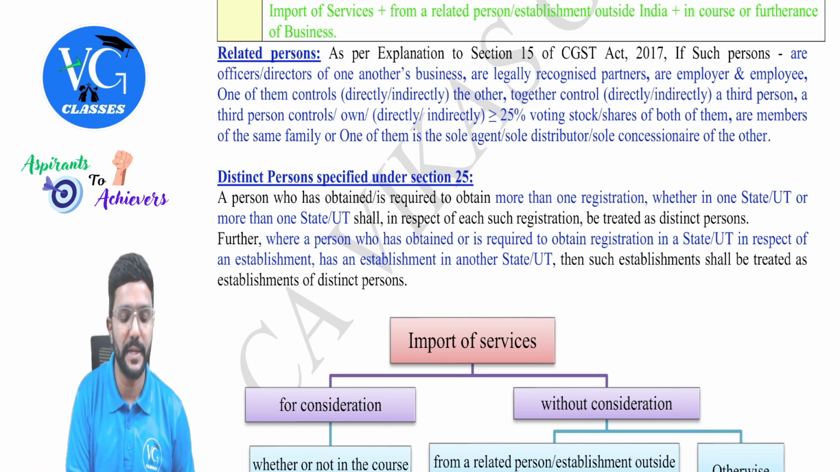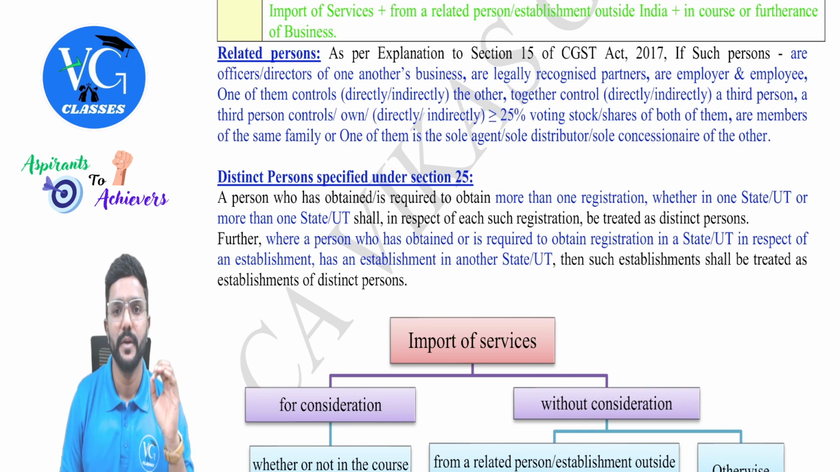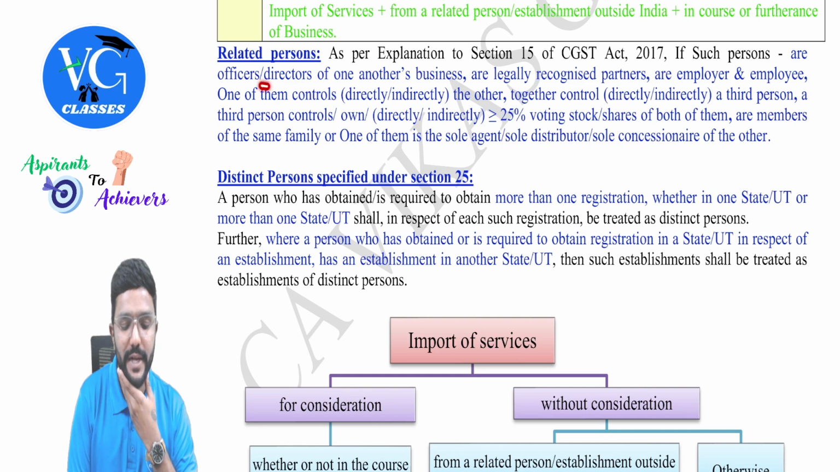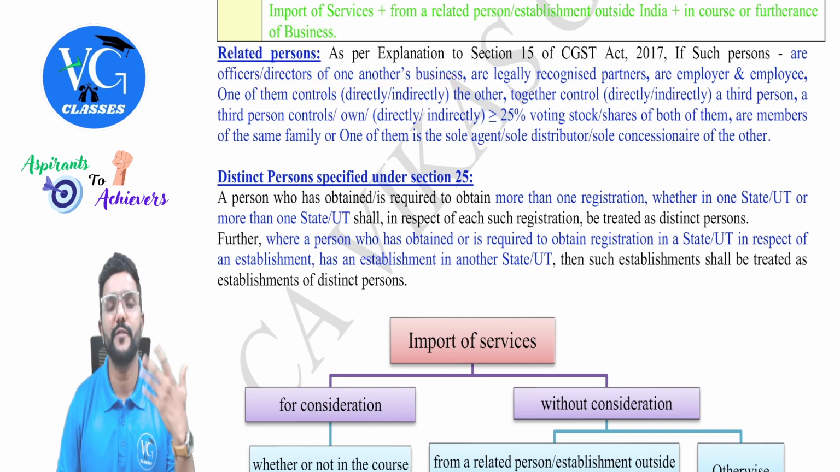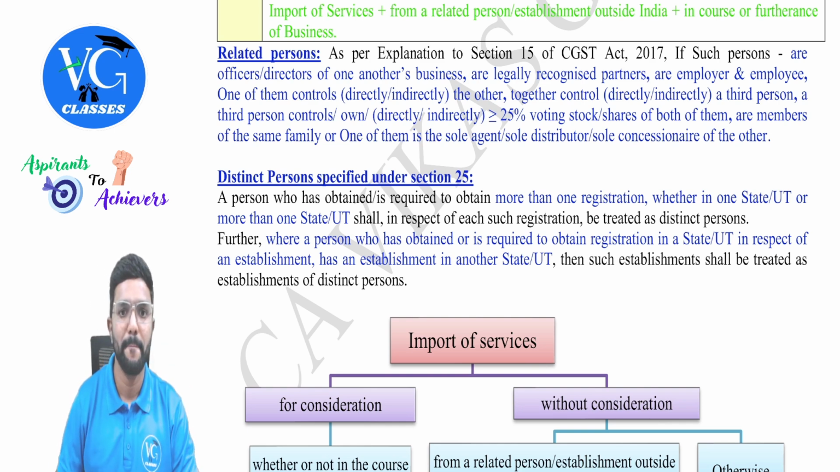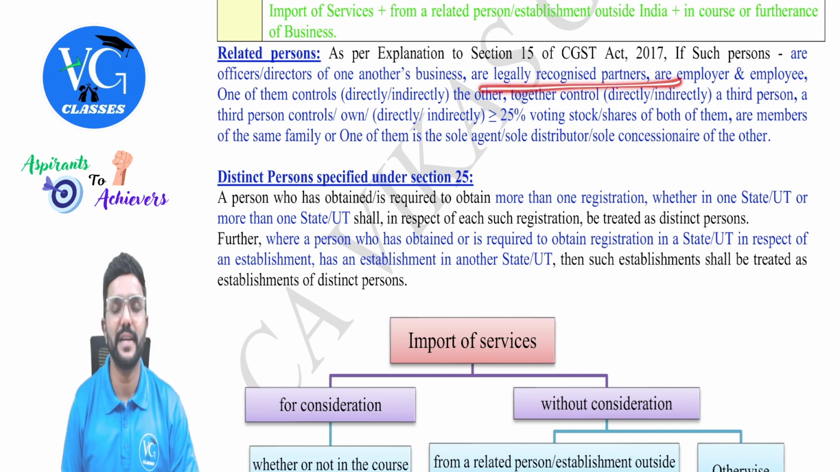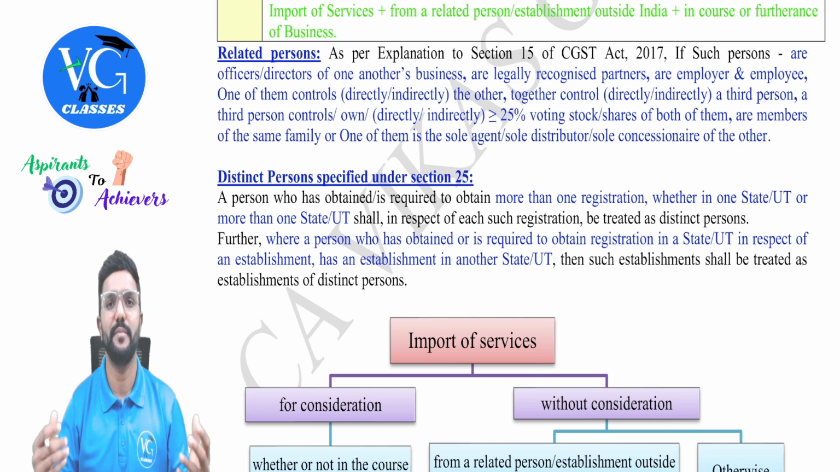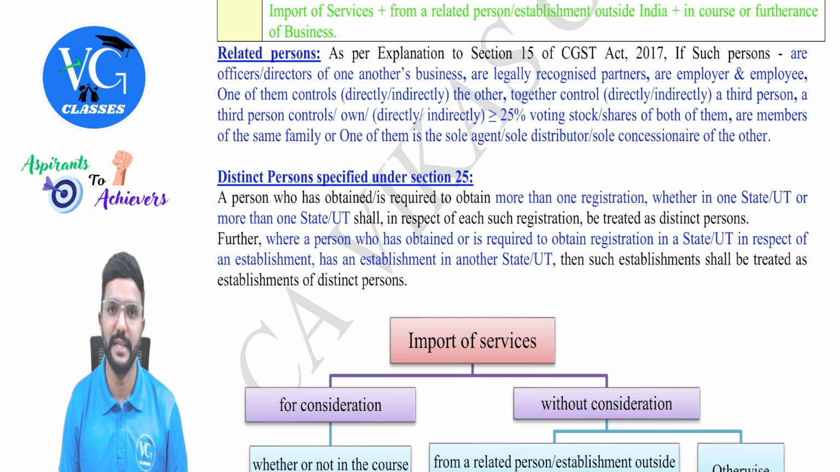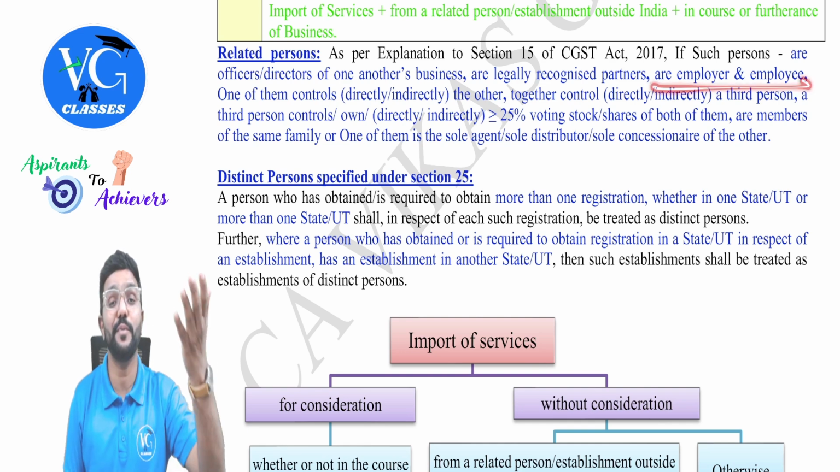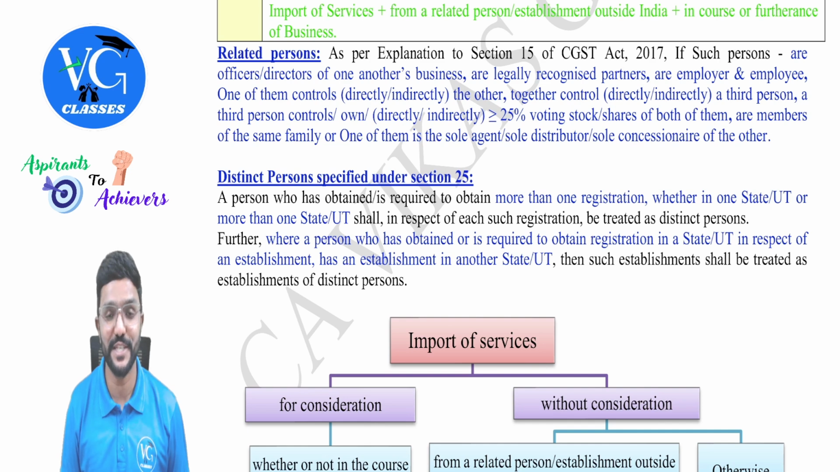So there they have actually defined who is a related person in the explanation, and the same thing is taken here. What is it? We will see. If such persons are officers or directors of one another's business. Assume I am an officer of your business, we both are related. Or else assume you are a director of my company. Are we both related? Yes. Then they are legally recognized partners. Assume you and me, we started a business as partners. Are we both related? Yes. So here related need not be blood relative, guys. Blood relatives are also covered, but in addition, various other scenarios are also covered. Yes. Then employer and employee are related for GST purpose.